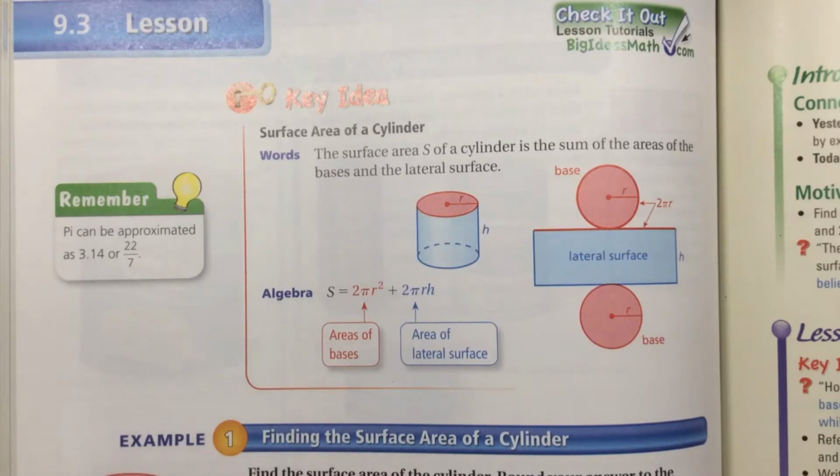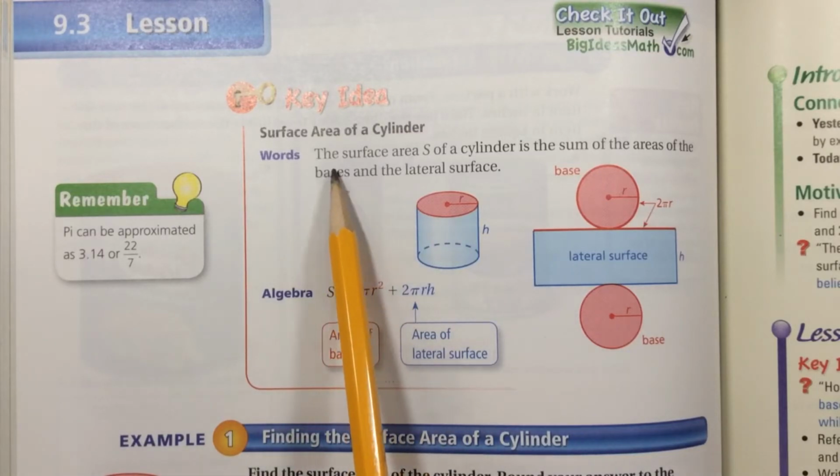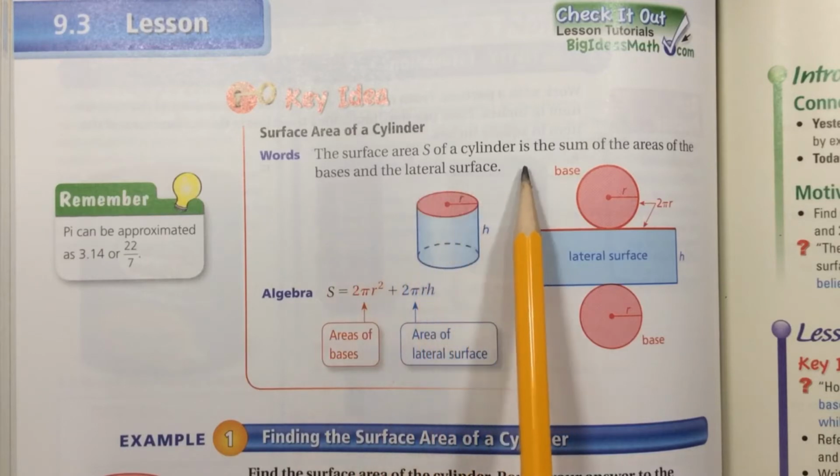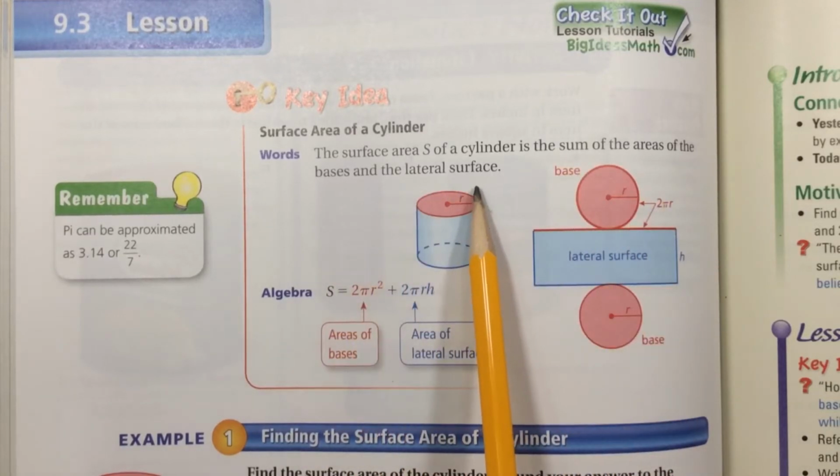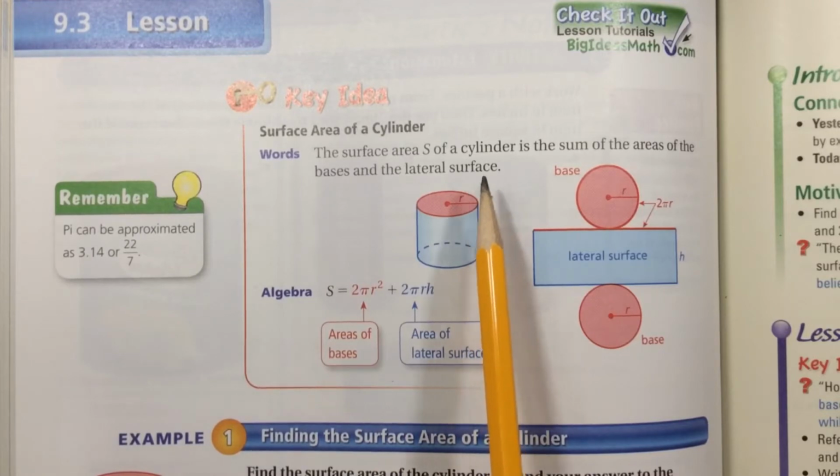Okay, this is lesson 9.3, the surface area of cylinders. It's on page 370 in your textbook if you're following along with that. And it says the surface area of a cylinder is the sum of the areas of the bases and the lateral surface. Just like we were doing with prisms.